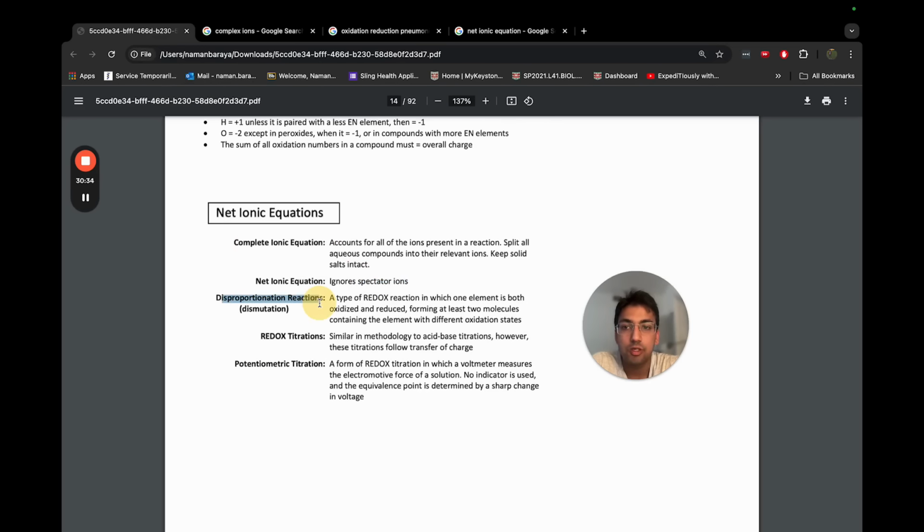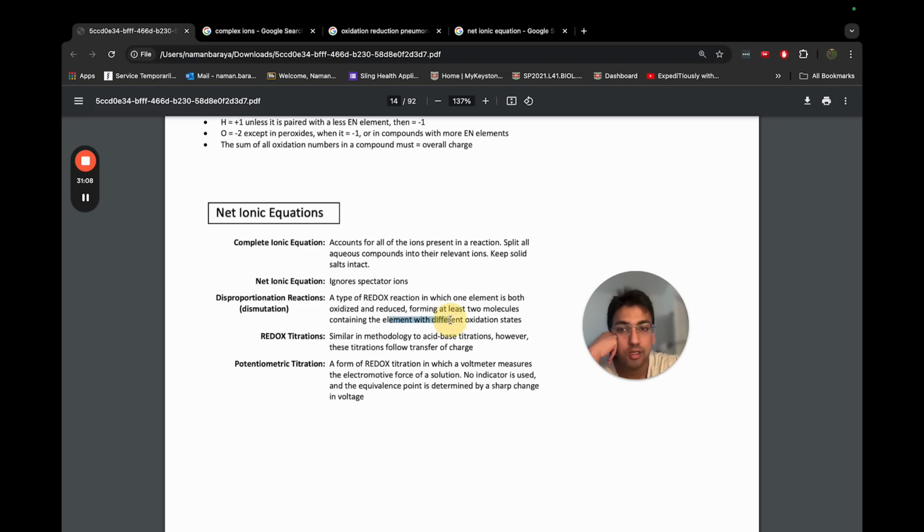You have disproportionation reactions. Not too important that you know this, but it's a type of redox reaction in which an element is both oxidized and reduced. So you can calculate the oxidation states, and you can see, oh, this oxygen both got oxidized and got reduced. So let's say there's H2O2, where oxygen is -1, and then somehow it forms just normal oxygen, which is 0, and then it forms H2O, which is -2, right?